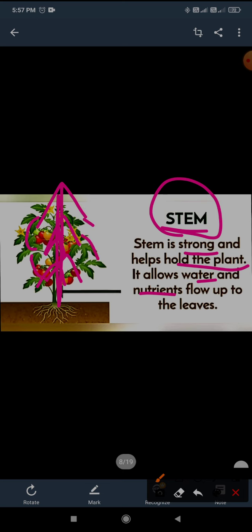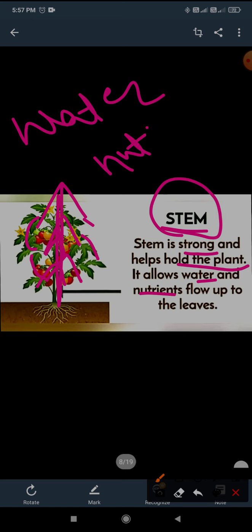So for the stem, you have to keep two functions in your mind. One, it is strong and helps to hold the plant. The second, it allows water and nutrients to go to the rest of the plant. So this is the function of a stem.